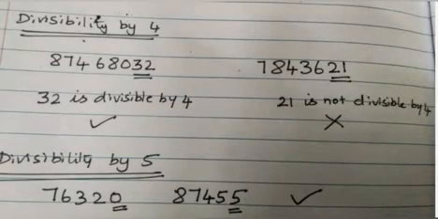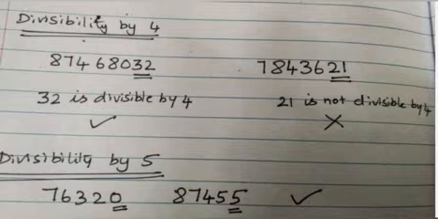Divisibility by 4. To check whether a number is divisible by 4, you have to see the last two digits. If the last two digits are divisible by 4, then the whole number is divisible by 4. In this example 87468032, we have to check the last two digits, that is 32. Is 32 divisible by 4? Yes, it is divisible. So this number is divisible by 4.